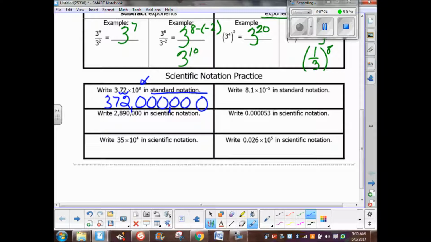8.1 times 10 to the negative 5. Is that a really big number or a really small number? Small. Really small because the exponent is what? Negative. So now, what is that in terms of standard form? I have to the negative 5. We said it's a really small number. Claire?